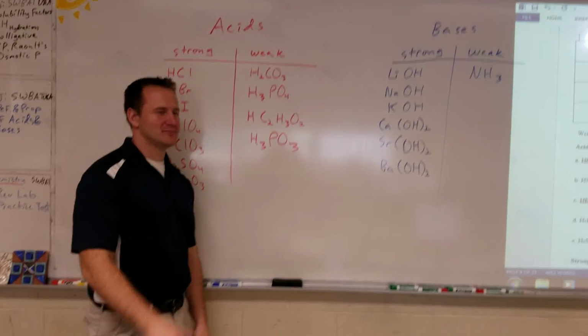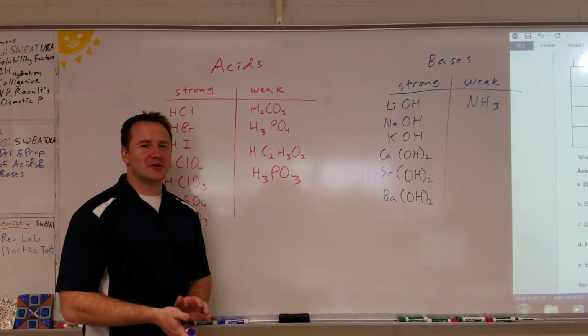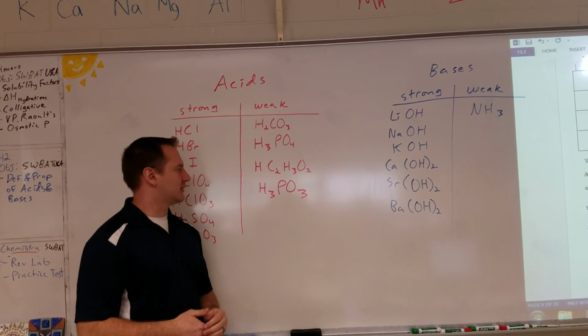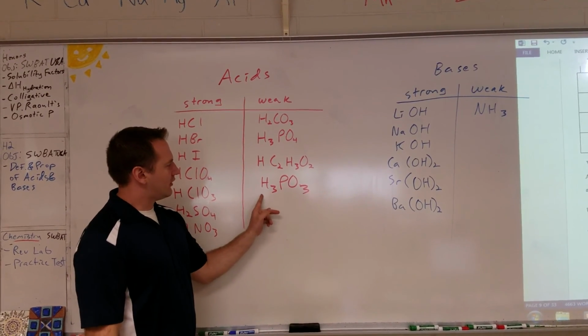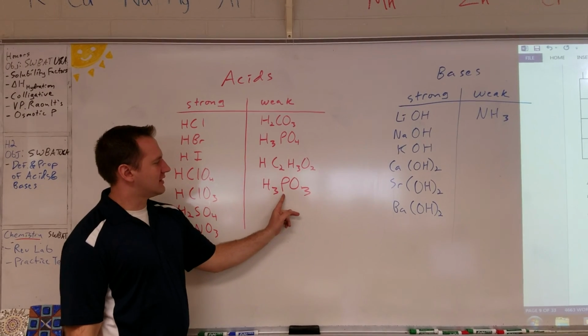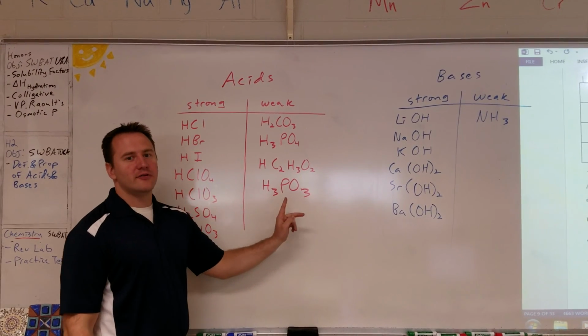And because I forgot to include an ite anion to give us an ous acid, this would be an example of phosphorous acid because it contains the polyatomic ion phosphite.